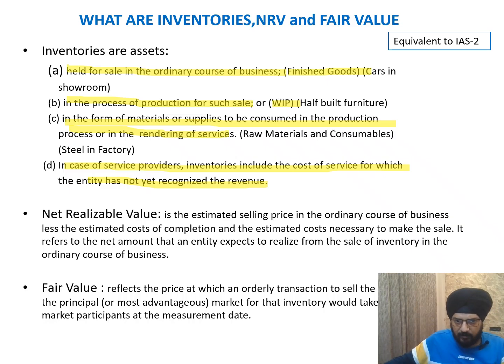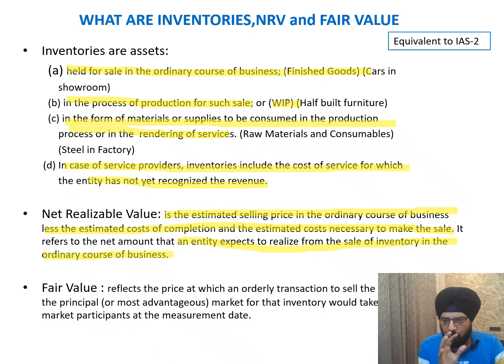Net realizable value, what does this mean? It is the estimated selling price in the ordinary course of business, less the estimated cost of completion and the estimated cost necessary to make the sale. It refers to the net amount that an entity expects to realize from the sale of the inventory in the ordinary course of business. Which means that it is the value that is going to be fetched by selling that inventory. Typically, when we sell the product, the intent is that we should add a margin to it, and then sell it to the market.